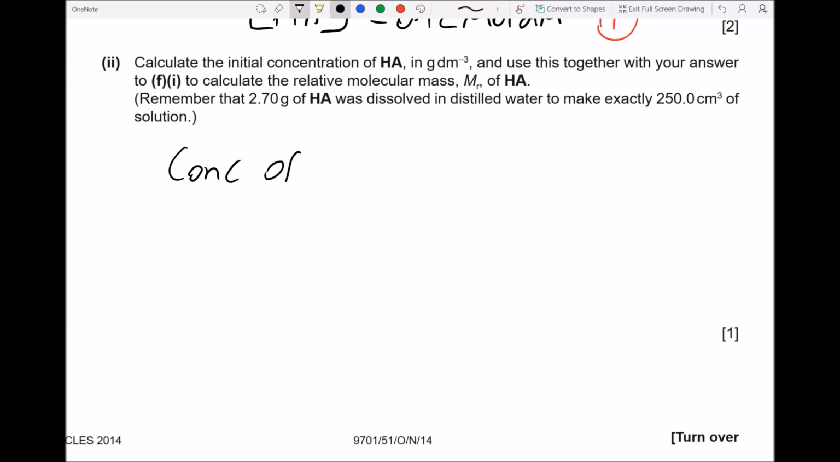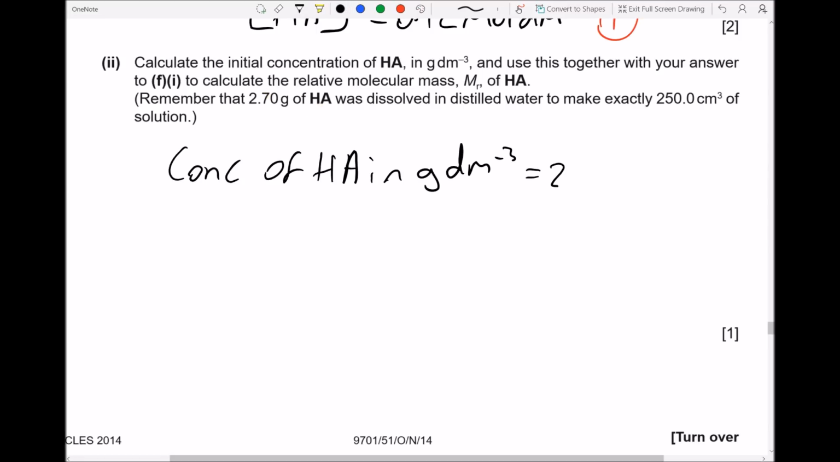So the concentration of HA, and this is in grams per decimeter cubed. It's just another way of measuring the concentration of something. Now effectively we know the mass is 2.70, so I'm just going to put that there. However, this was the amount that was dissolved in 250 centimeters cubed. We need to work it out in a decimeter cubed. So a decimeter cubed is effectively 4 lots of this.